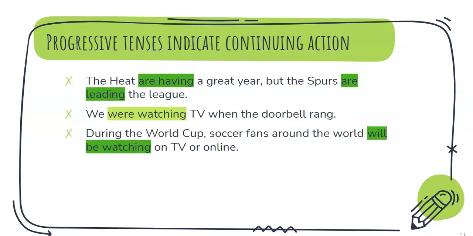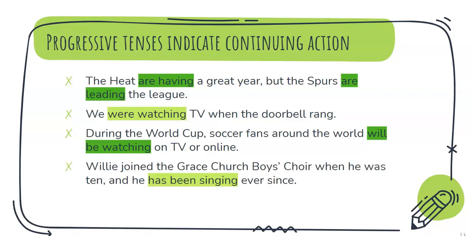During the World Cup, soccer fans around the world will be watching on TV or online is an example of future progressive tense. Willie joined the Grace Church Boys Choir when he was 10, and he's been singing ever since. Is which tense? If you said present perfect progressive, you are 100% correct.